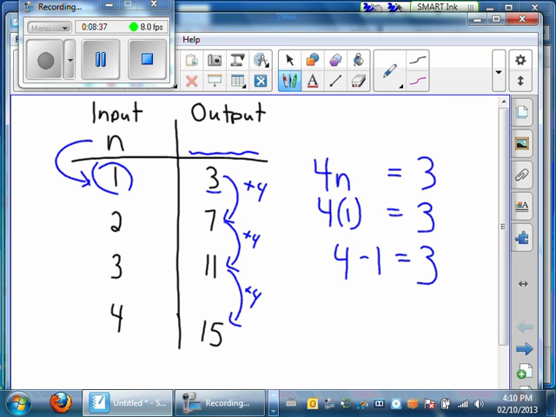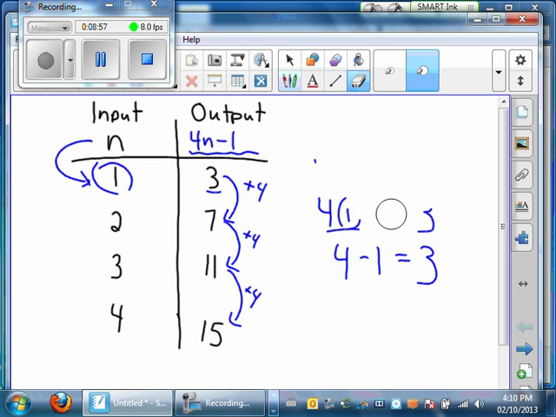So if I say 4n minus 1 equals 3, this is also a true statement because when n is 1, it does equal 3. Well, let's try it out with a couple of the other ones. Let's see. So let's put it in here. 4n minus 1 as our algebraic expression. Let's try it out.